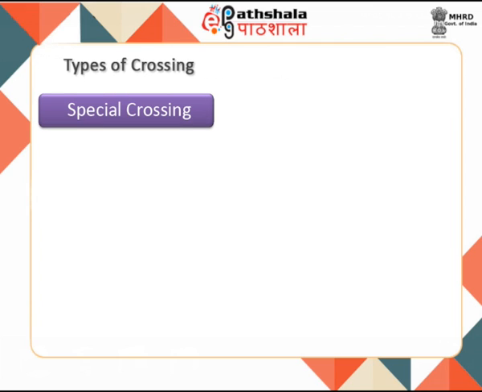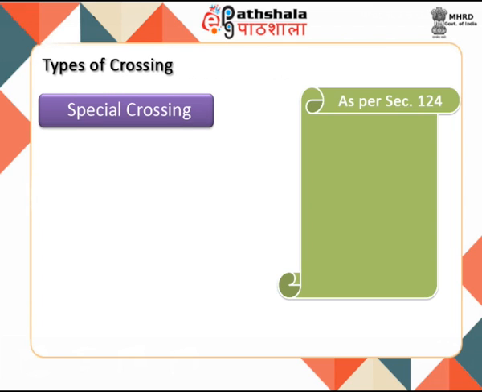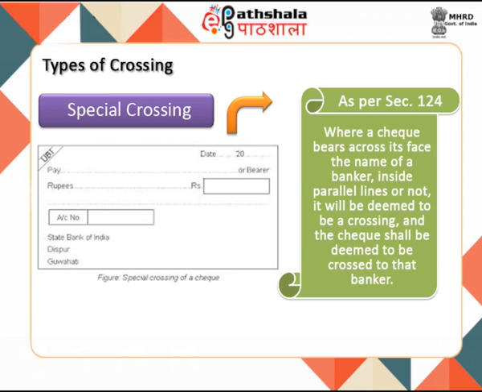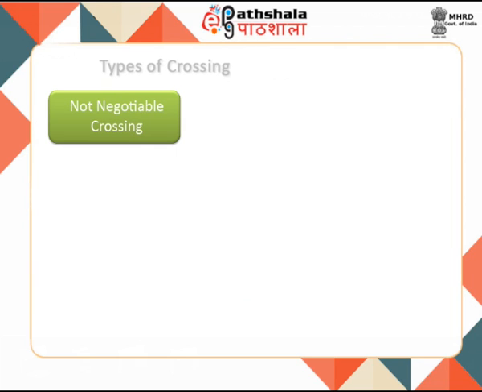The second is special crossing. As per Section 124 of the Negotiable Instruments Act, where a cheque bears across its face the name of a banker, that is, the name of a bank itself, without any parallel lines, it shall be deemed to be a crossing, and the cheque shall be deemed to be crossed to that banker. The name of the banker may be put within the parallel lines as well. Such crossing would be the special crossing. This provides additional protection.